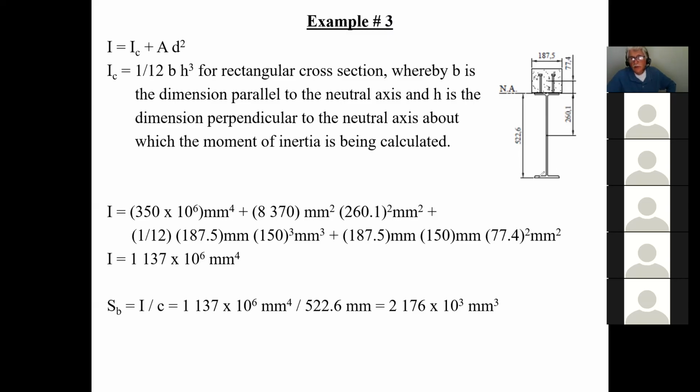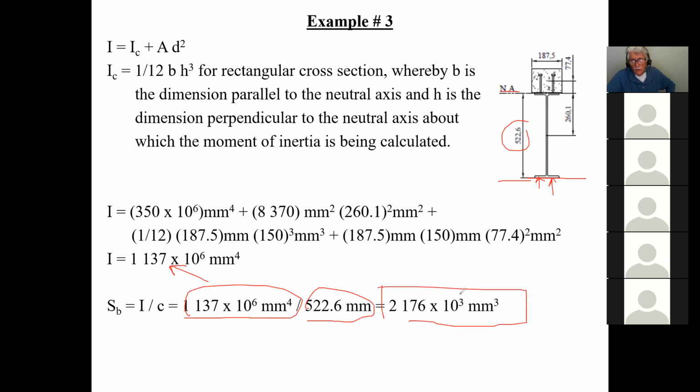where the steel is going to get stressed out, right there. And therefore, I can calculate with respect to the bottom. And of course, it's the moment of inertia divided by the distance from the neutral axis to the outermost fiber of your section here. So it's the moment of inertia that you just calculated, divided by the distance from the neutral axis to the bottom, where the extreme fibers of the steel are, right there, 522.6, and therefore this becomes my section modulus.